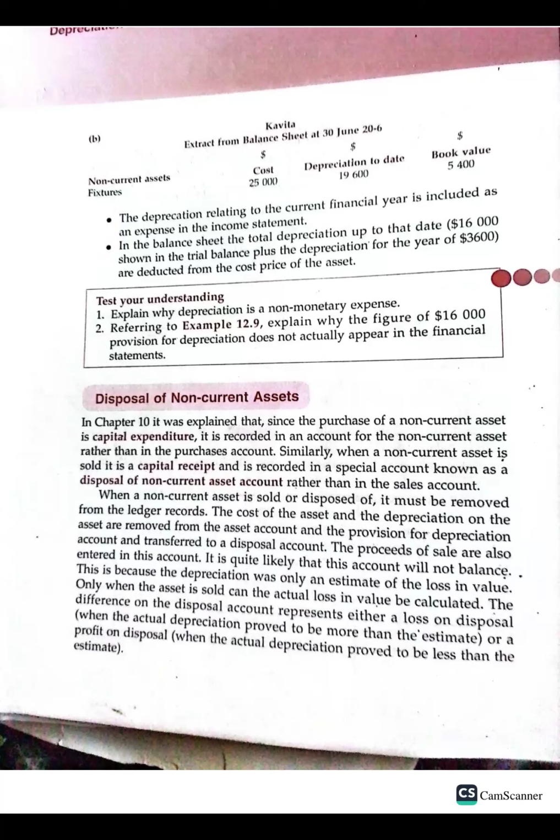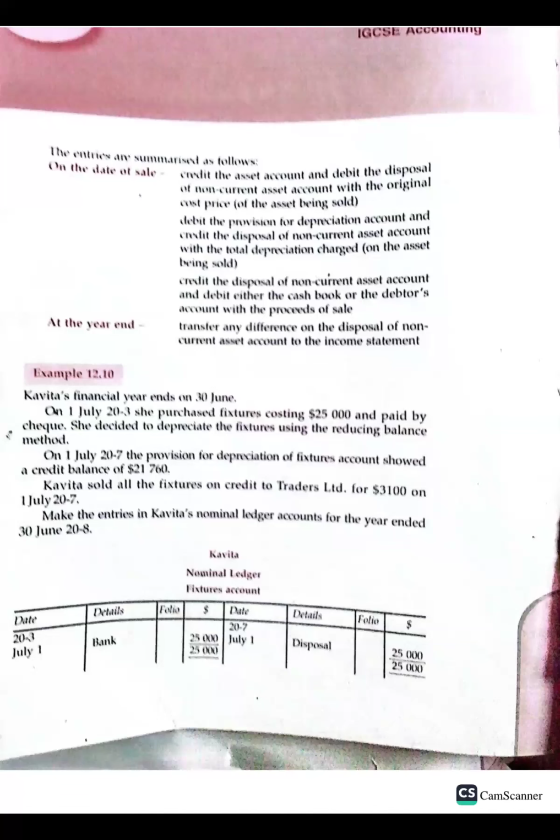Now the proceeds of the sale are also entered in this account. So it is quite likely that this account will not actually balance. Usually this is because depreciation was only an estimate of the loss in value. It was not really the actual value. So now, how do you account for the same? Let's have an example.